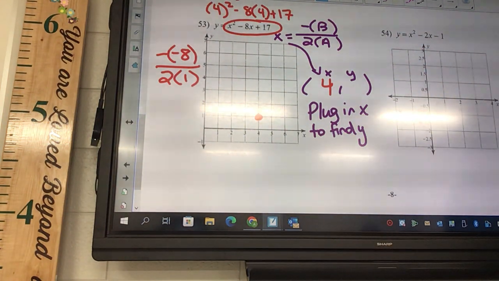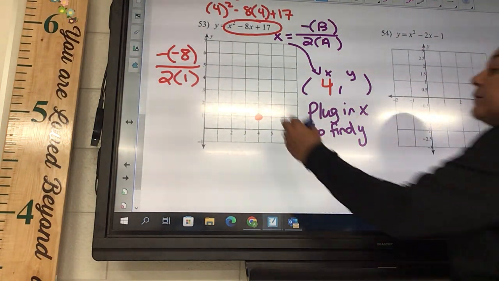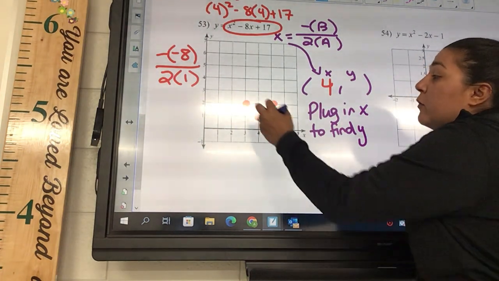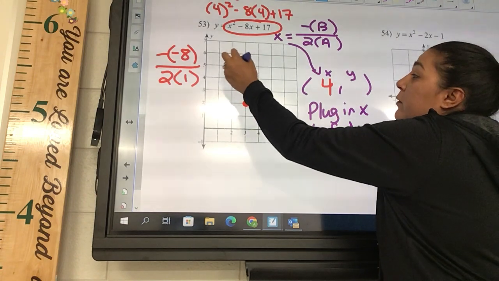Now, my a equals 1, so we can go ahead and go up 1 over 1, and then what? Up 4 over 2. 1, 2, 3, 4 over 2.